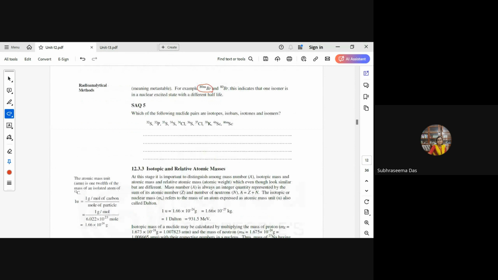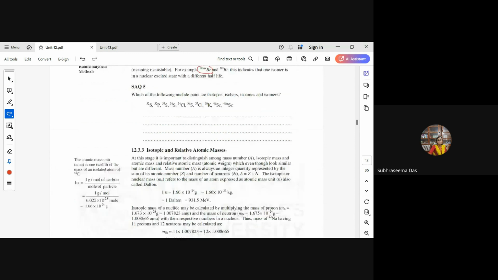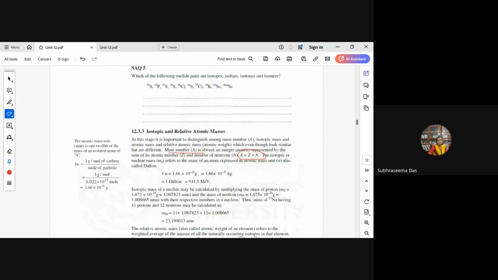Then coming to the concept of isotopic and relative atomic masses. Before understanding what a relative atomic mass is, we need to consider a few factors. We all know the mass number A. Mass number A is always the sum of Z plus N. That is, it is the sum of its atomic number plus the number of neutrons present in the nucleus. Mathematically, we can write A is equal to Z plus N.